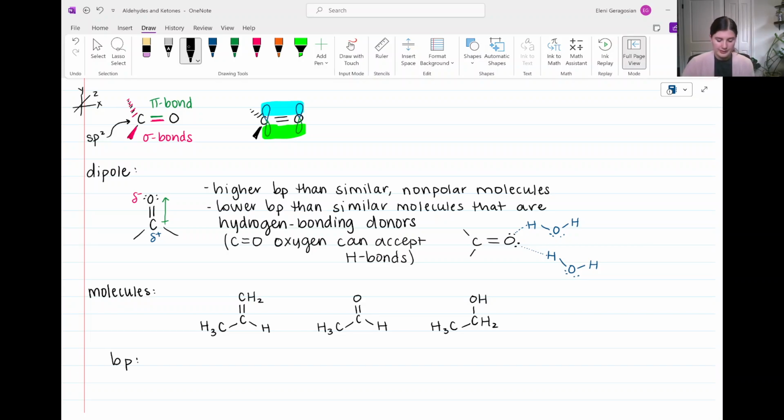And then boiling points. So for our first molecule, we don't have any dipoles, only non-bonding interactions. The boiling point we'd expect to be really low. Not a lot of energy is required to disrupt the intermolecular interactions, or interactions between molecules of propene. And the boiling point is low. It's negative 47.4 degrees Celsius.